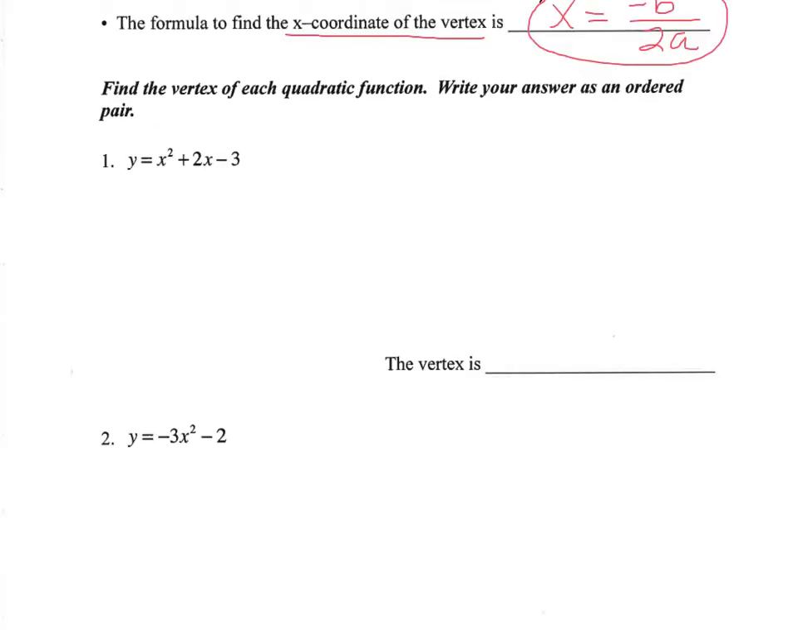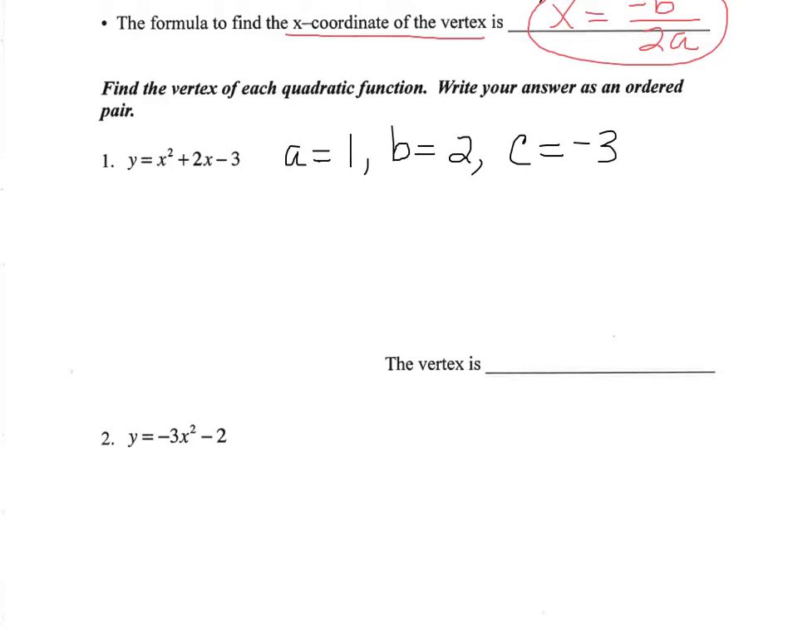In example number 1, we're supposed to find the vertex of this parabola, and we want to write our answer as an ordered pair. So the first thing that I'm going to do is write down what my a, b, and c values are. In this problem, a is the number associated with the x squared, which is a 1. b is the number associated with the x term, and it is positive 2. And c is the constant term at the end, remember signs included, negative 3.